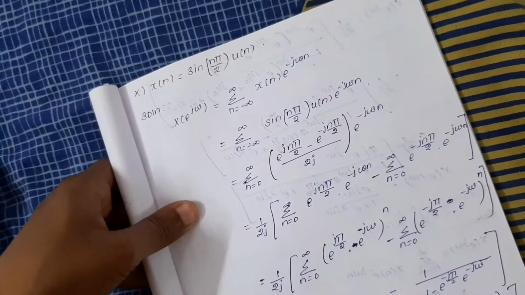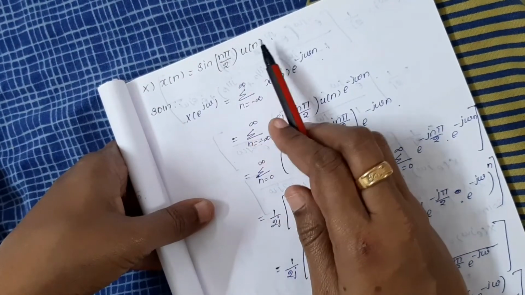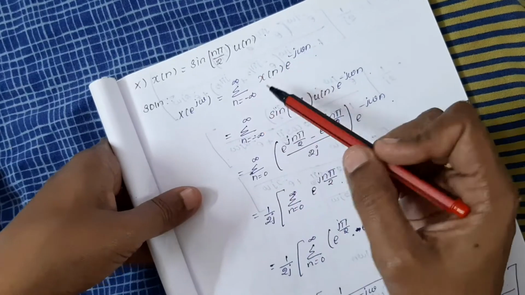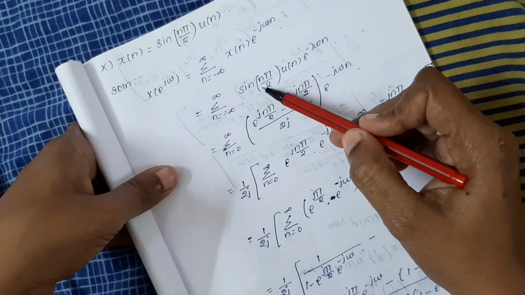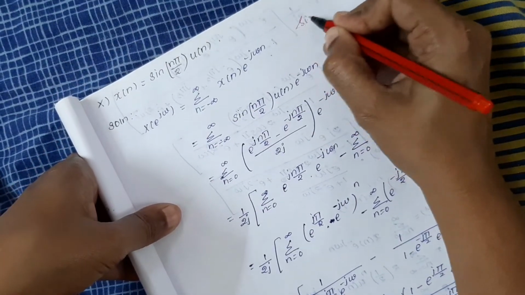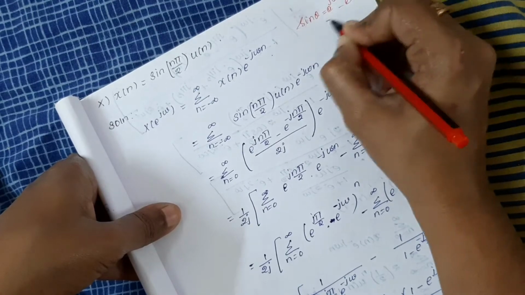Okay. And the next problem is x of n is equal to sin n pi by 2 into u of n. Okay. So x of n value is sin n pi by 2. So what is sin n pi by 2? You can write sin theta as e power j theta minus e power minus j theta by 2j.